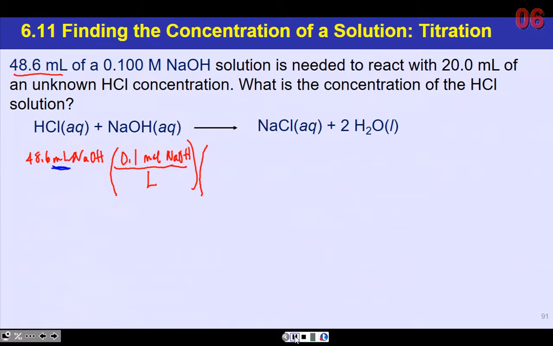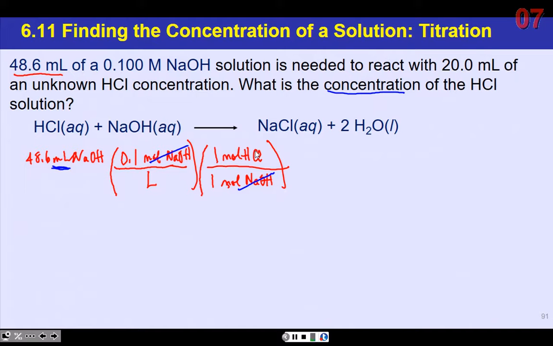Next, we need to use a mole ratio. In this case, it's quite simple because there isn't a lot to think about. The coefficients are all easy too. 1 mole of sodium hydroxide reacts with 1 mole of hydrochloric acid, 1-to-1 ratio. But then from this point, you can tell that we're at least going to cancel out the moles of sodium hydroxide. And we're looking for concentration. So there you have moles.